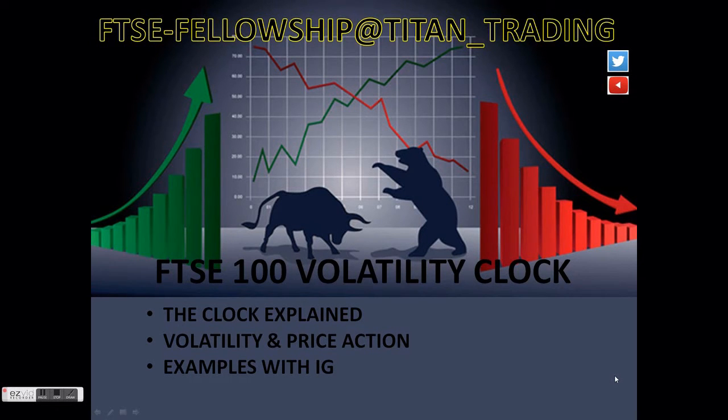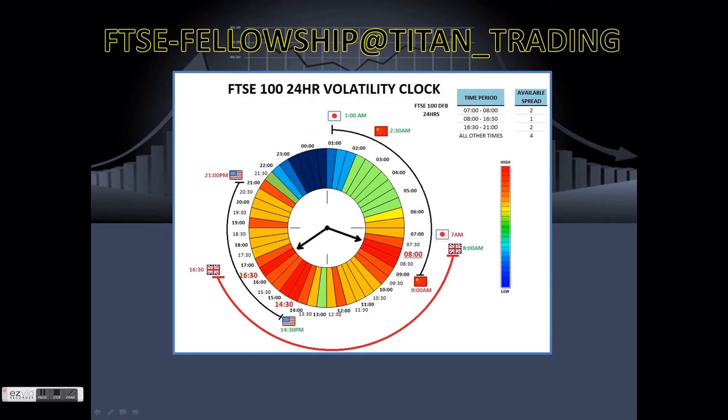Welcome. So what I'd like to show you is my version of a FTSE 100 volatility clock. A lot of people don't realise and forget that you can actually trade the FTSE 100 24 hours a day, Monday to Friday. Most people assume that the FTSE is open between 8 a.m. and 4:30 p.m. But that's actually the time that the stock exchange is open. So let's have a look a little bit further at what I mean by the volatility clock.